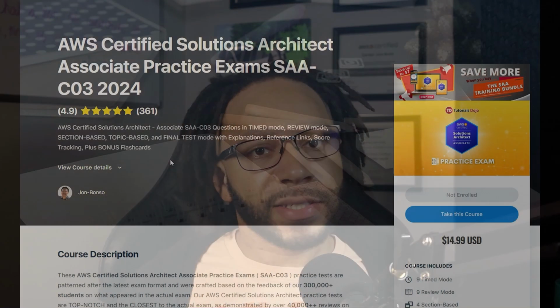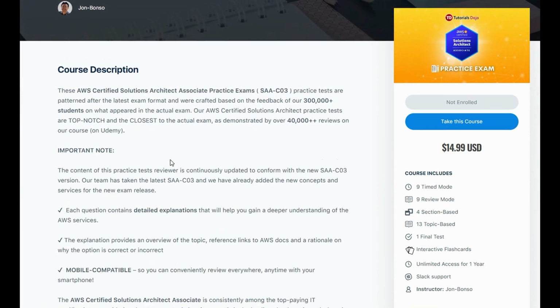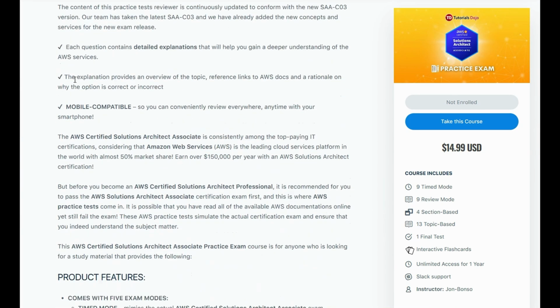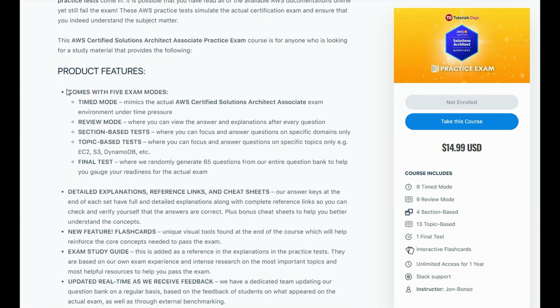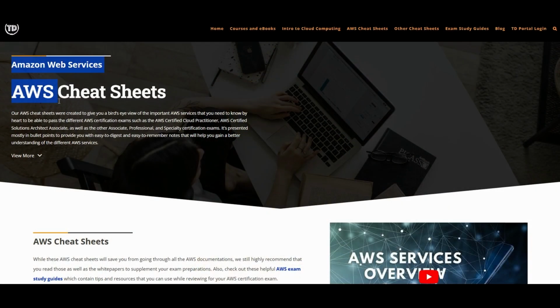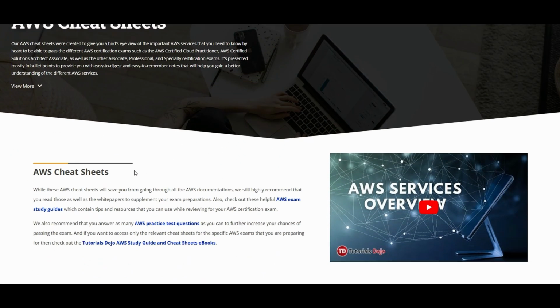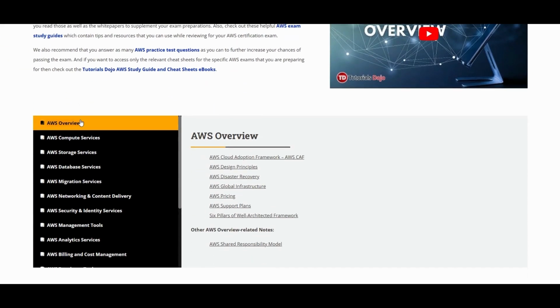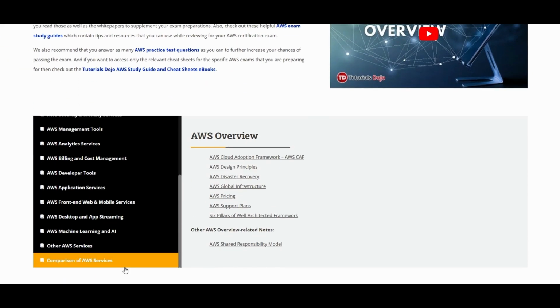In addition to Stefan's course, I would also recommend purchasing Tutorial Dojo's practice exams to reinforce your knowledge. These practice exams are quite similar, if not more difficult than the actual exam. Along with the practice exams, you should also look into reviewing the free cheat sheets that they have available. These cheat sheets are super invaluable because they are extremely detailed yet concise in nature, which helps you fill in the gaps within your knowledge for each service, which is amazing.